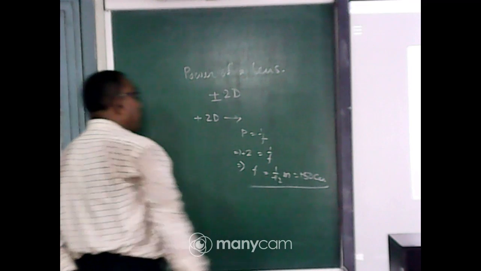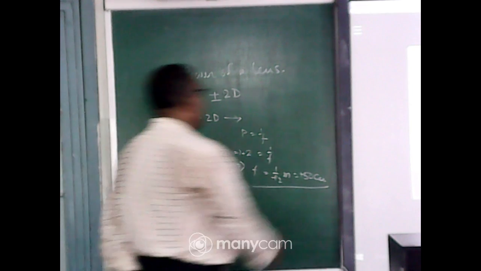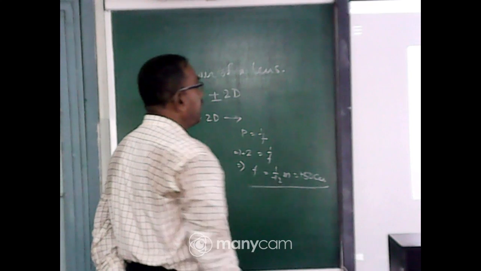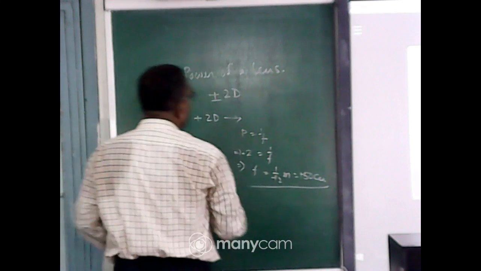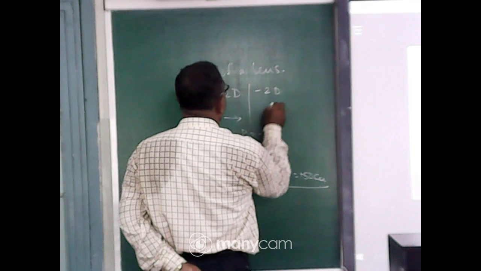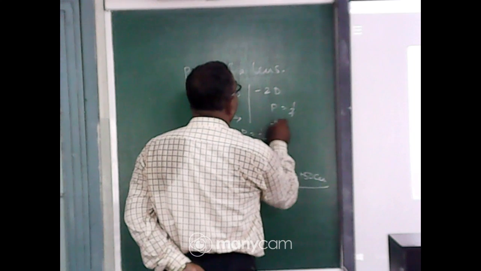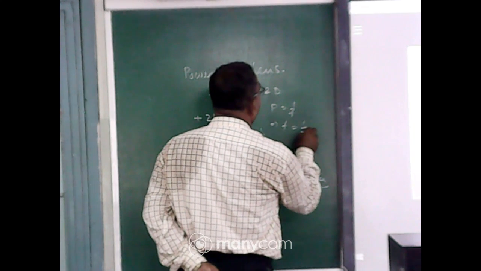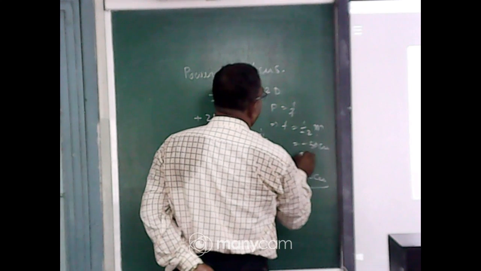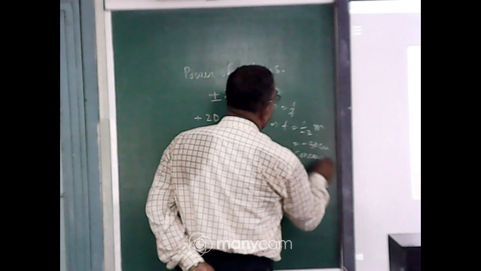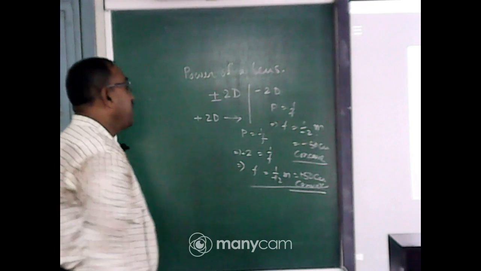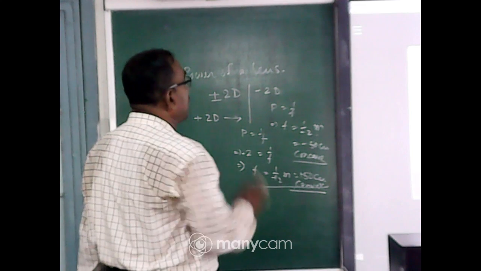So my dear student, when F is plus, F is plus only for the convex lens. When F is minus, you consider this minus 2D. That means P equal to 1 by F, F equal to 1 by minus 2. That is equal to minus 50 centimeter. That means it is the concave lens. So my dear student, you must be sincere about it.